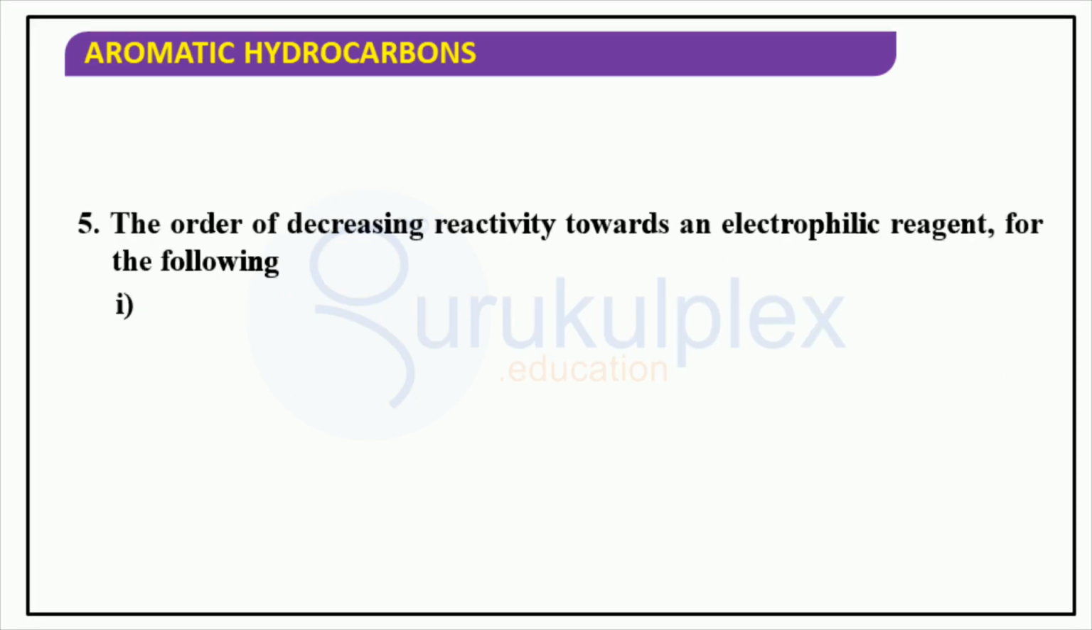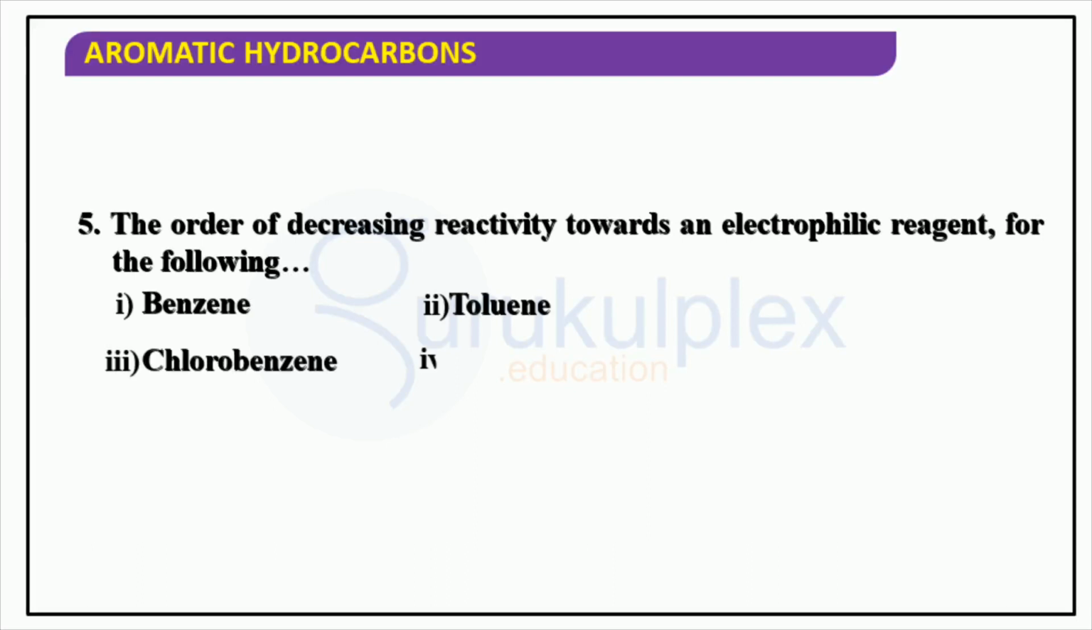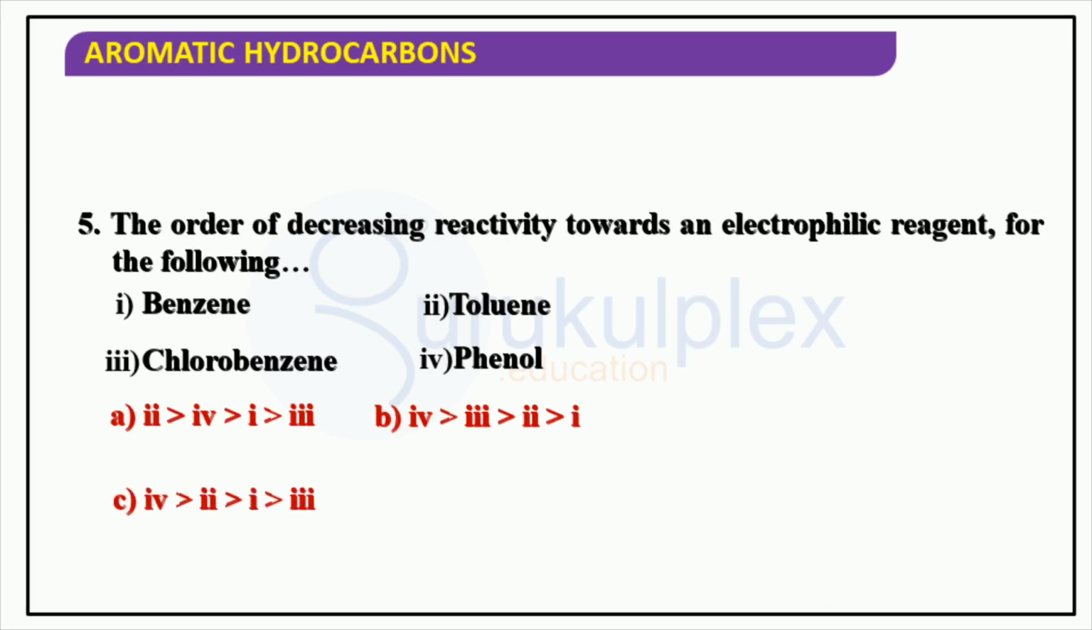The answer to the question of reactivity amongst the aromatic hydrocarbons is C. IV greater than II greater than I greater than III. Phenol is the most reactive molecule, followed by toluene, benzene and chlorobenzene in that order. This is because the electron-rich hydroxyl group in phenol makes it more prone to attack from an electrophile.